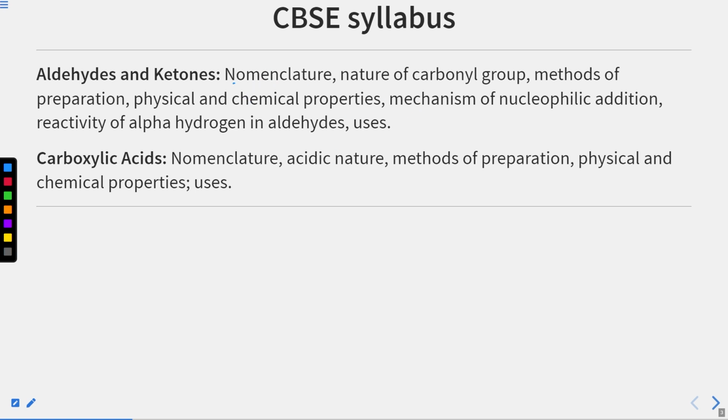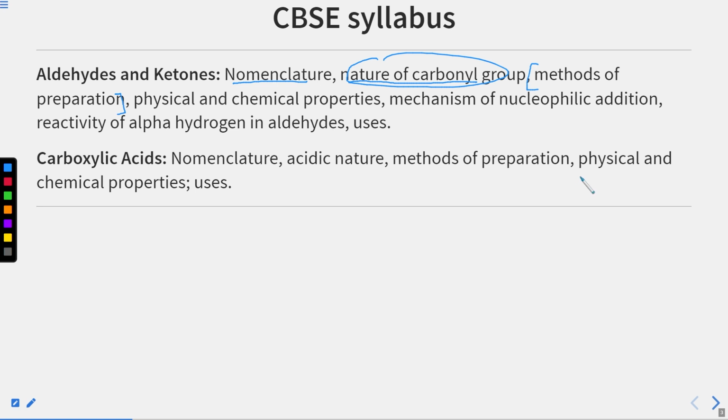So we have seen the nomenclature. We have discussed something about the nature of the carbonyl group. We have not related it with reactivity, but still we have discussed what the bond looks like. Further we will move to methods of preparation. We will see half of them today. So today most of the common ones will be covered.